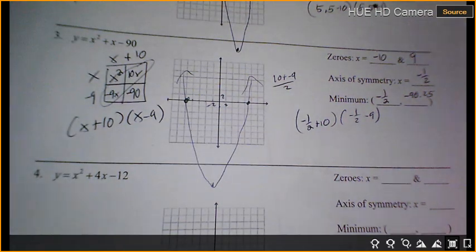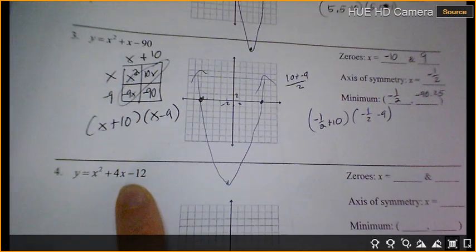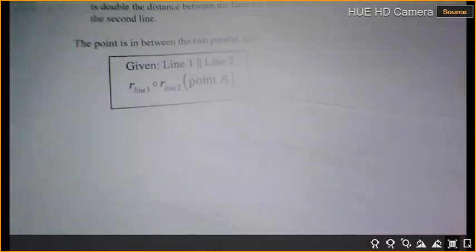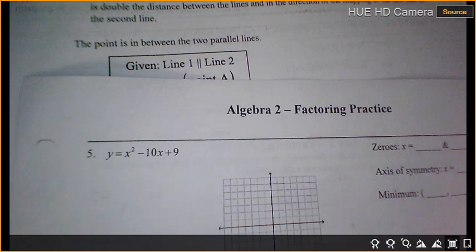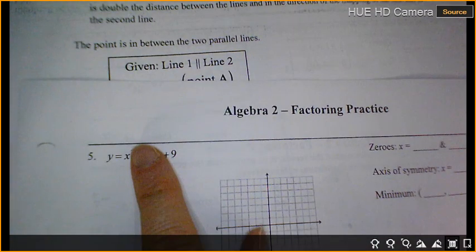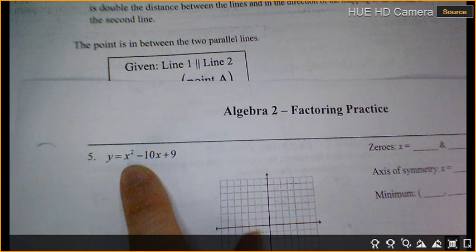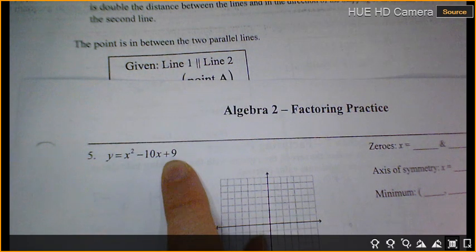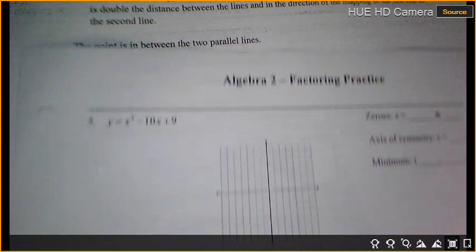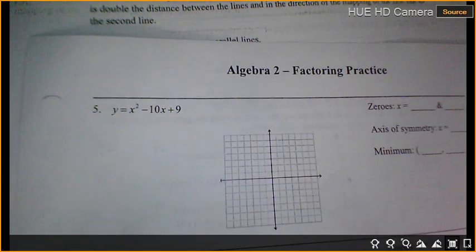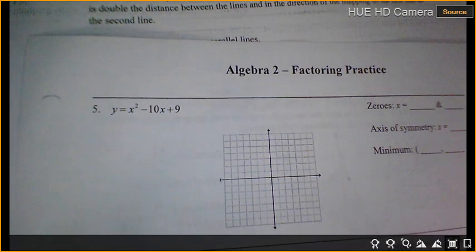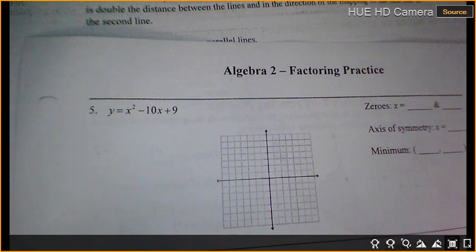So we've got number 4 is x squared plus 4x minus 12, so I know one's going to be positive and one's going to be negative for my factoring. On the back, the first one's negative, the second one's positive, so I know I'm going to have two negatives. And then number 6, they're both positive, so I know they are both going to be positive.